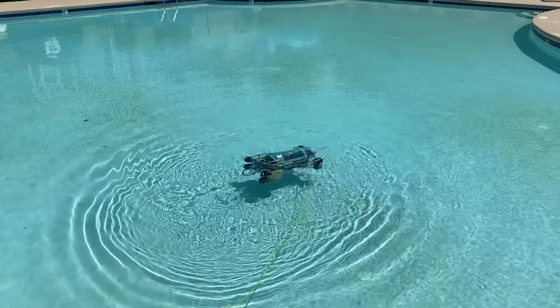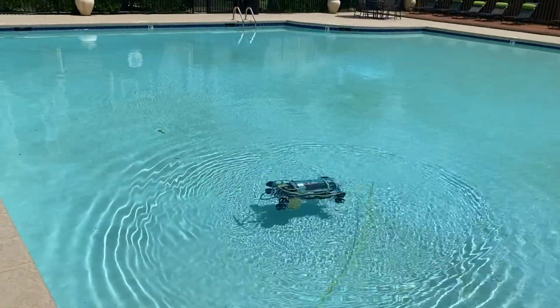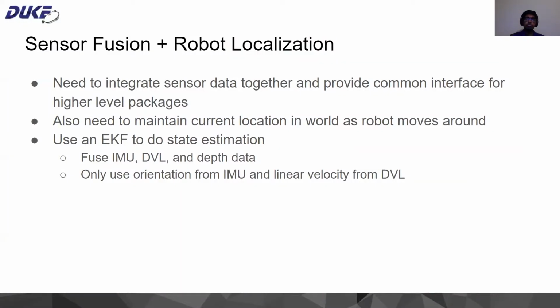To do this, we use an extended Kalman filter to perform the actual fusion and localization. We chose an EKF over a UKF because we found that the EKF had better performance. Any higher level tasks that require any sort of movement all make use of this sensor fusion and robot localization.